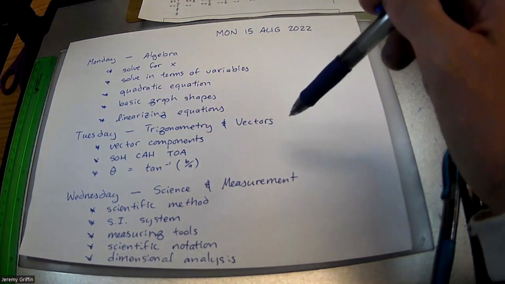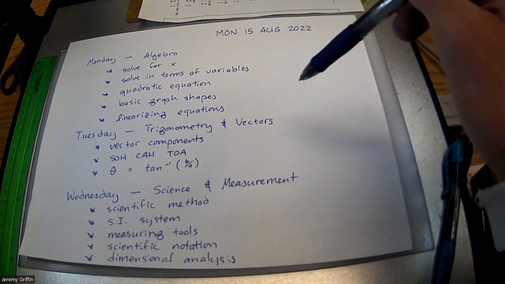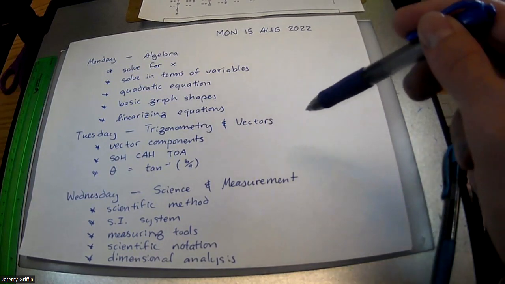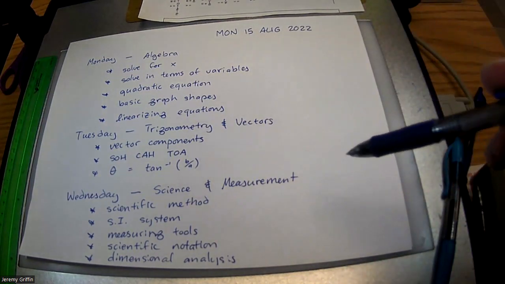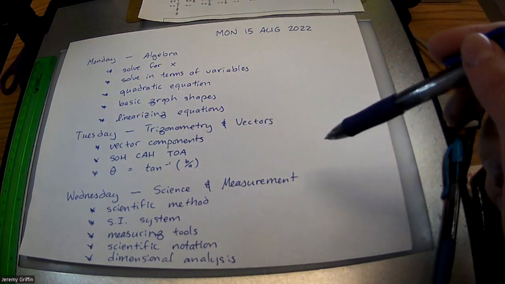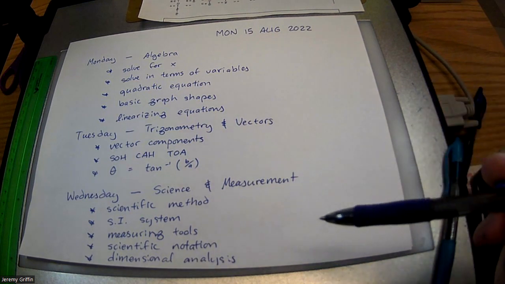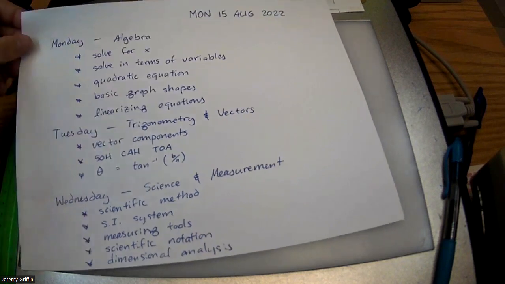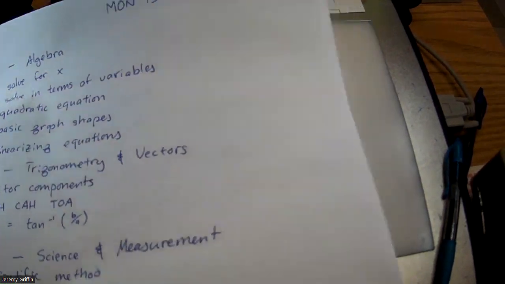Tomorrow I want to hit trigonometry and vectors with you guys. You guys remember things like SOHCAHTOA, sine, cosine, Pythagorean theorem, that sort of stuff. Break out the protractors, do a little bit of science stuff on those. And then Wednesday, I want to cover a bunch of other science stuff like measurement, scientific method, SI system, measurement tools, dimensional analysis, that sort of thing. And then we'll see where we are by end of Wednesday.